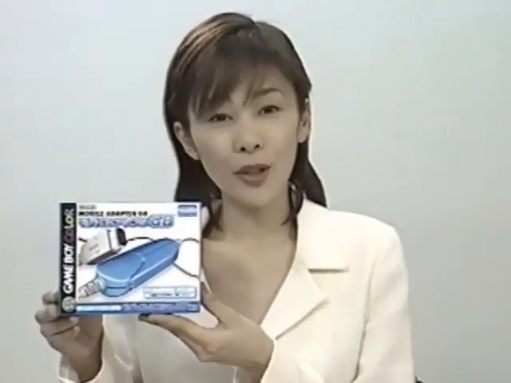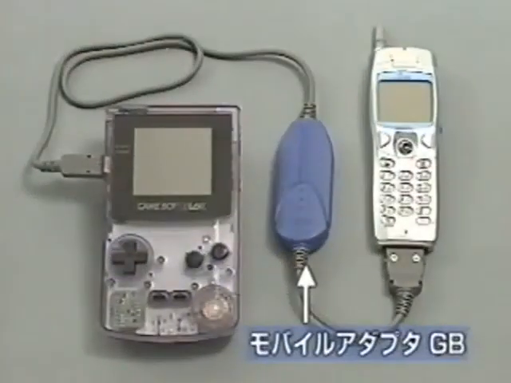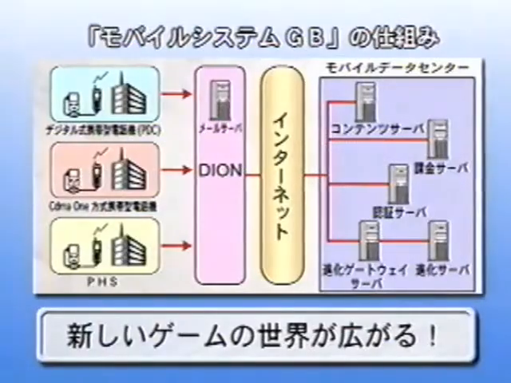In this video, we will introduce a manual for smooth sales of this Mobile Adapter GB. By connecting Game Boy Color or Game Boy Advance to a mobile phone or PHS, you can download new content using the internet, exchange emails, and play games over long distances over the phone line. Peripherals that provide services. This system is called Mobile System GB.